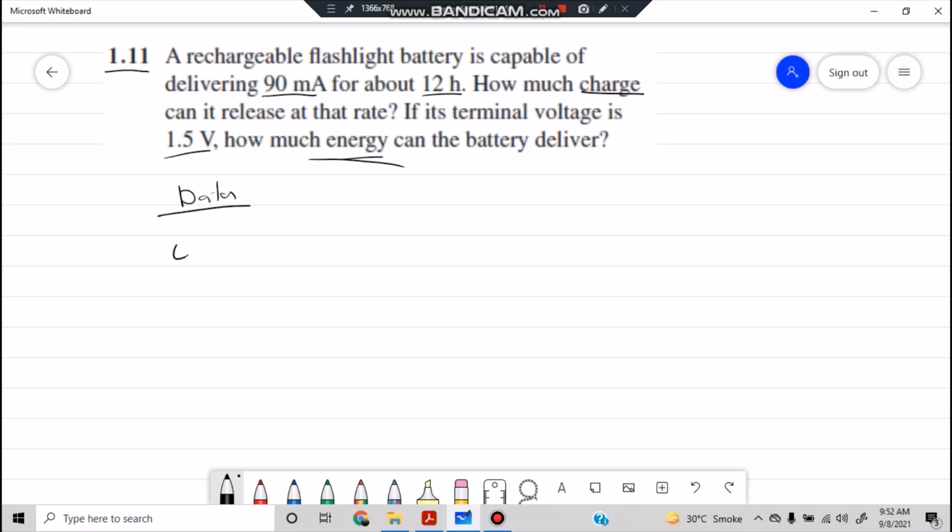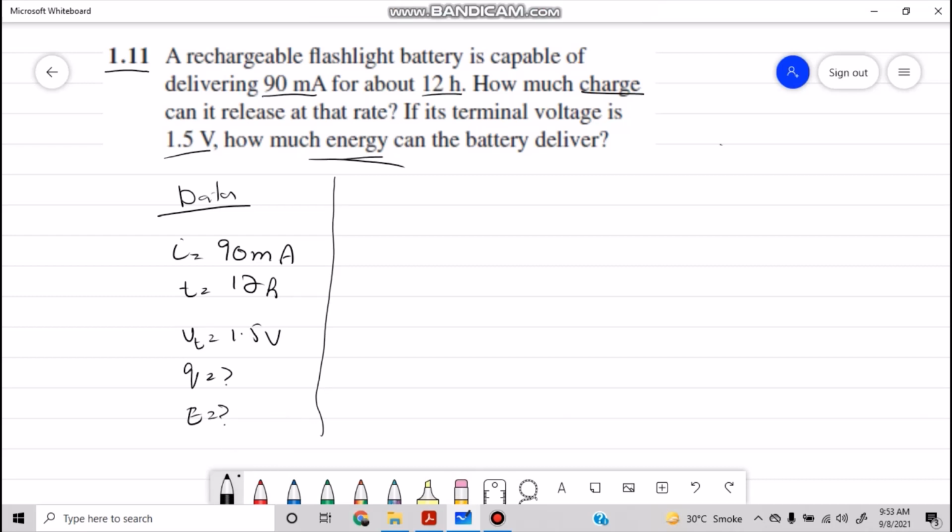Here the current of the battery, which it will deliver, is 90 milliampere, and the time for which the battery will continue to provide power is 12 hours, and the terminal voltage V is 1.5 volt. We have to find the charge Q at that rate and the energy which the battery will provide for a particular time.